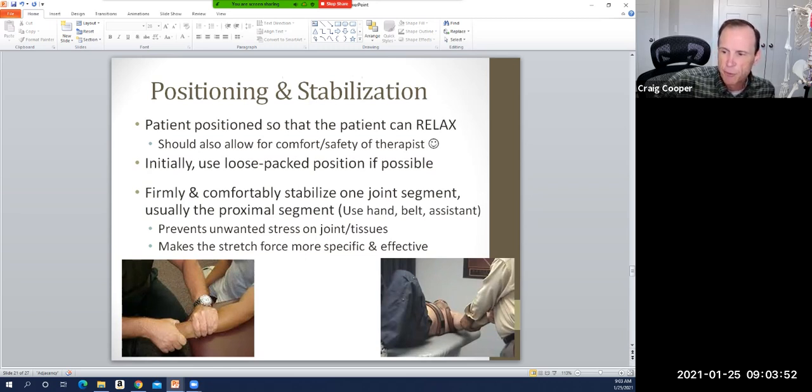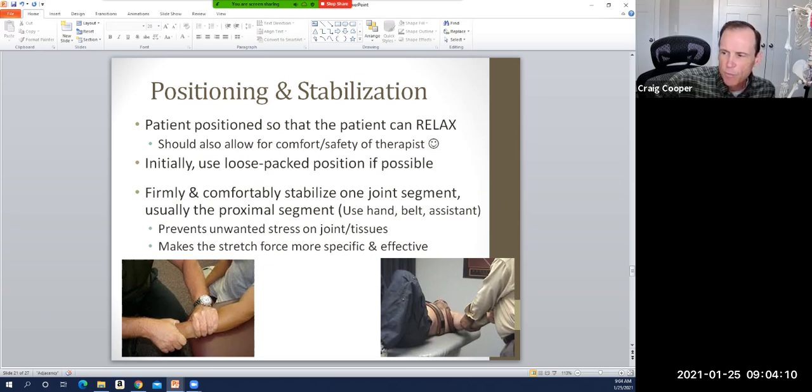And so you can see this person doing a wrist here. They've got the forearm supported on the plinth. Even with that, they're bracing and stabilizing the radius and ulna, holding the hand basically. So now I can move just the wrist joint for my mobilization.